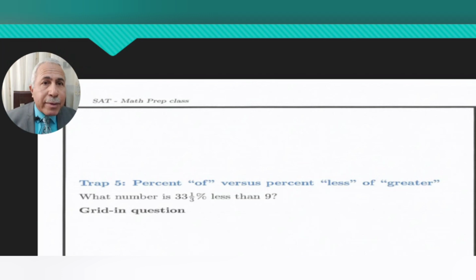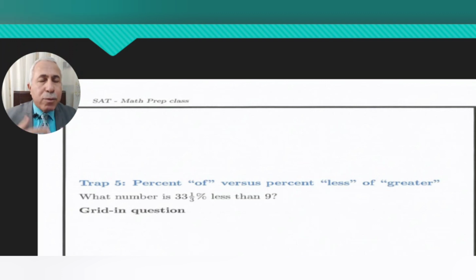The second point, he told me less than 9. That means after I get the 33 1/3% of the 9, I'm going to subtract it from 9 because he told me less than 9. How about if he told me more than 9? Then more than 9 means it's going to be 9 plus the answer I'm going to get from the percentage. In this case, I'm going to take 9 minus the answer that I'm going to get from the percentage.